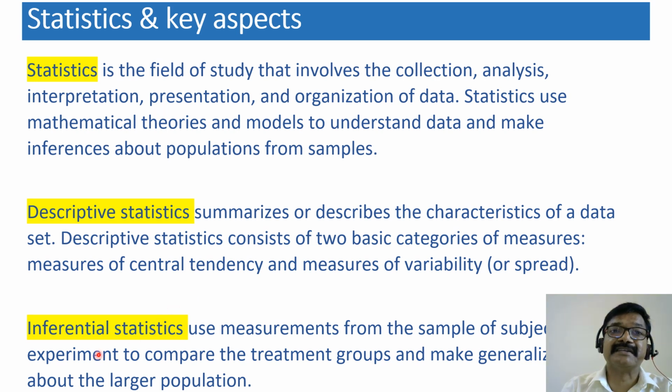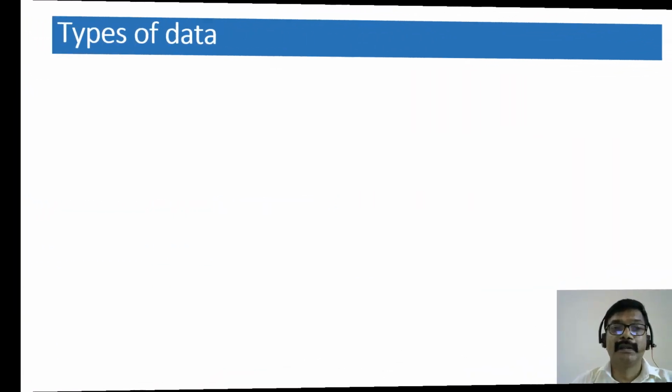Then inferential statistics, it is a comparison between two groups. So that will be called inferential statistics, which includes regression, z-test, t-test, ANOVA, and factorial design. So these are the key aspects or the types of statistics you can say.